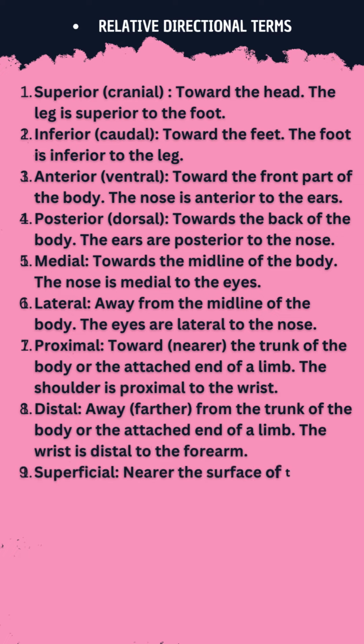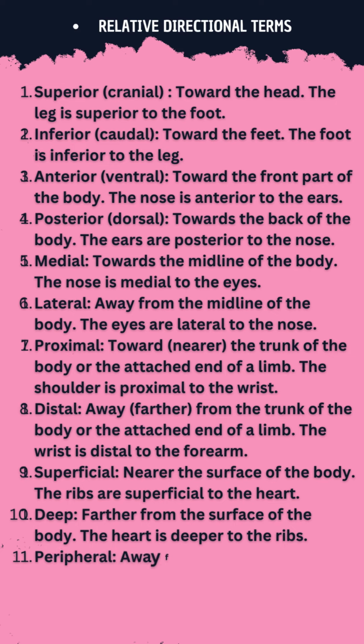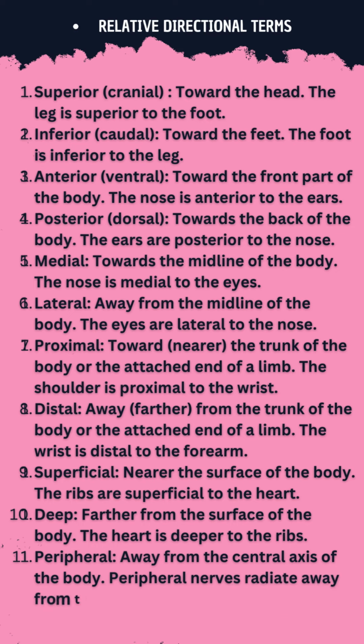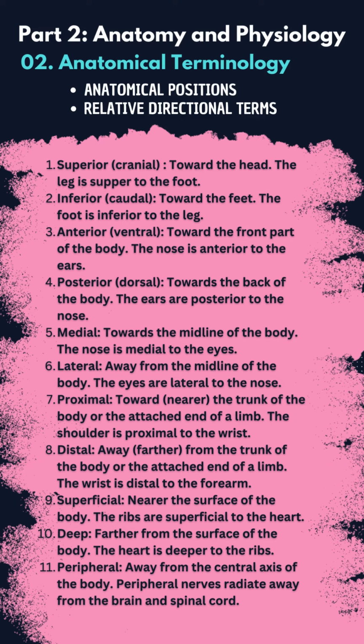Superficial means nearer the surface of the body. Example is the ribs are superficial to the heart. Deep means farther from the surface of the body. Example is the heart is deeper to the ribs. Peripheral means away from the central axis of the body. Example is peripheral nerves radiate away from the brain and spinal cord. Hope you have understood the relative directional terms used in anatomical terminology.